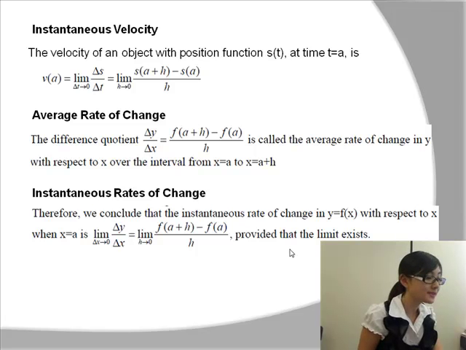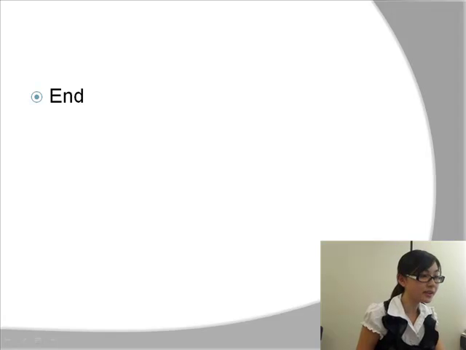The instantaneous rate of change in y equals f of x with respect to x when x is equal to a is the limit as delta x approaches 0 of delta y over delta x, which is the same thing as the limit as h goes to 0 of f of a plus h minus f of a divided by h, provided that the limit exists. And that's the end of this lecture.